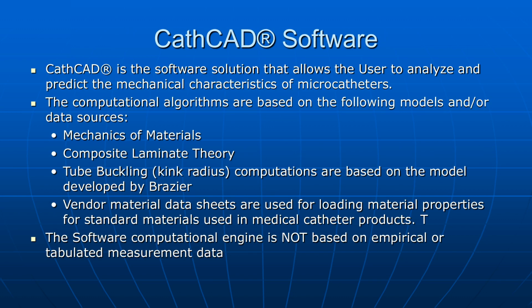CathCAD is the software solution that allows the user to analyze and predict the mechanical characteristics of microcatheters. The computational algorithms are based on the following models and/or data sources. Mechanics of materials. Composite laminate theory. Tube buckling or kink radius computations are based on the model developed by Brazier in 1927. Vendor material data sheets are used for loading material properties for standard materials used in medical catheter products. These data sheets typically provide the material properties at standard conditions. The software computational engine is not based on empirical or tabulated measurement data.